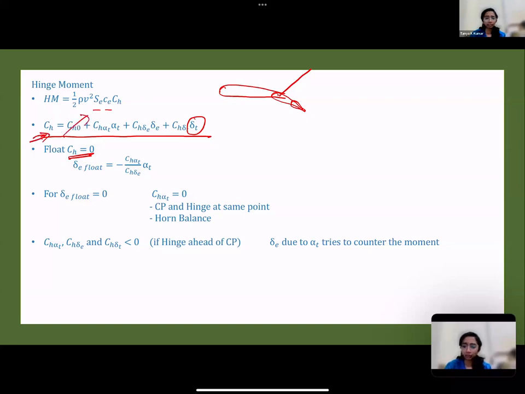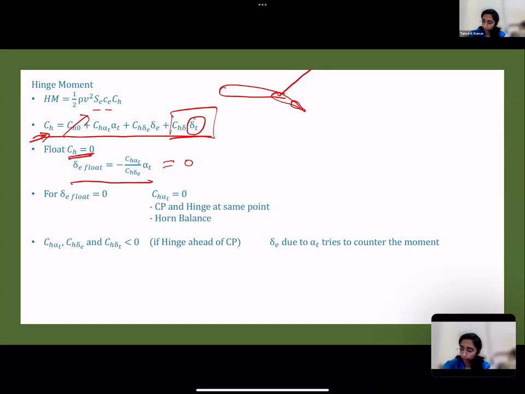In this equation, CH naught is usually something we can assume to be 0. And when you set CH to 0, you get this delta E float equation. So it's just minus CH. This is 0. Your CH alpha tail has to be 0. Correct? For your CH alpha tail to be 0, what are the two methods that sir discussed?